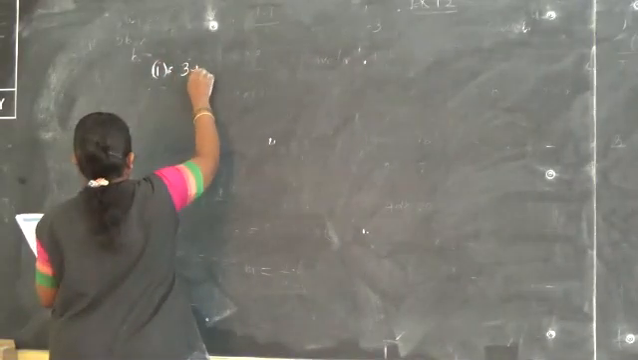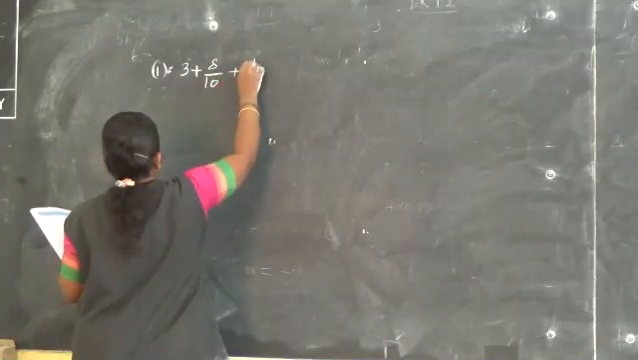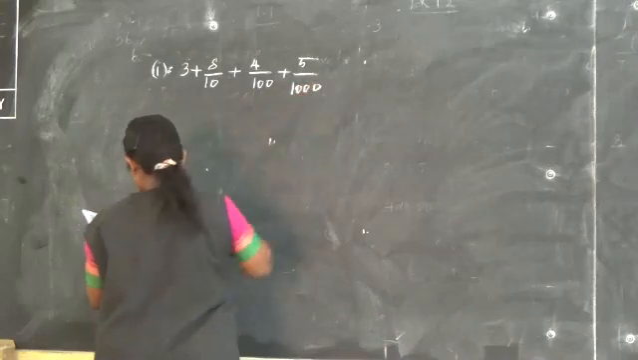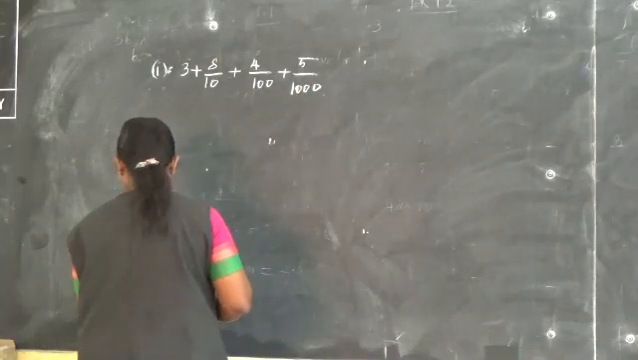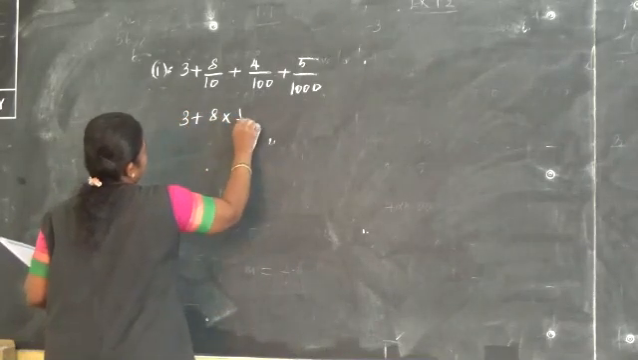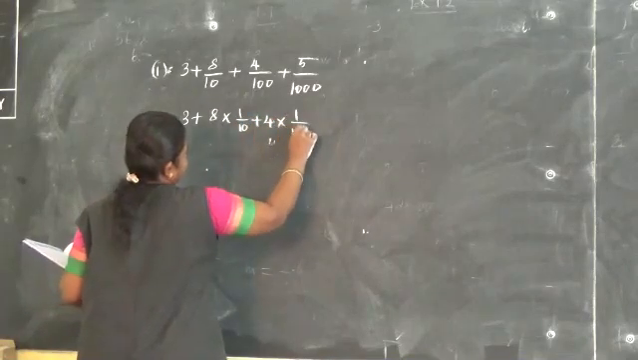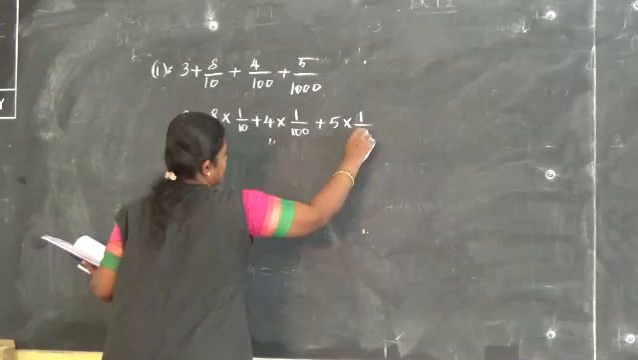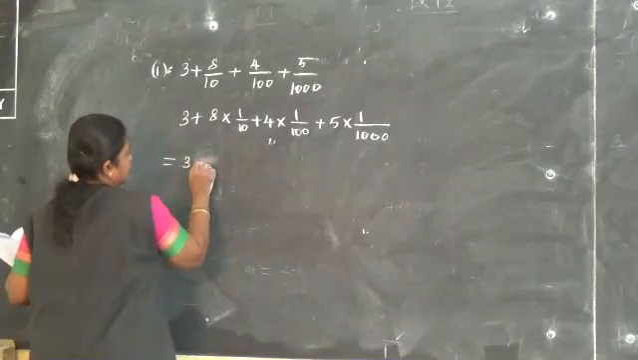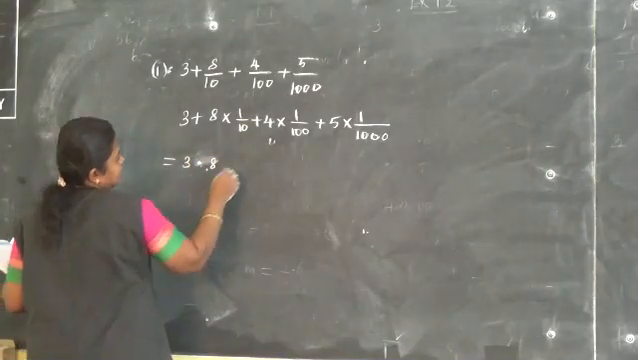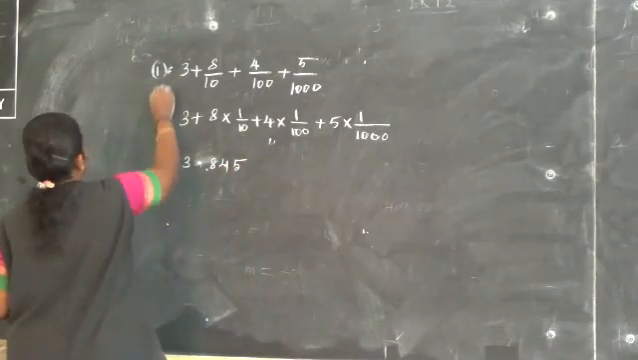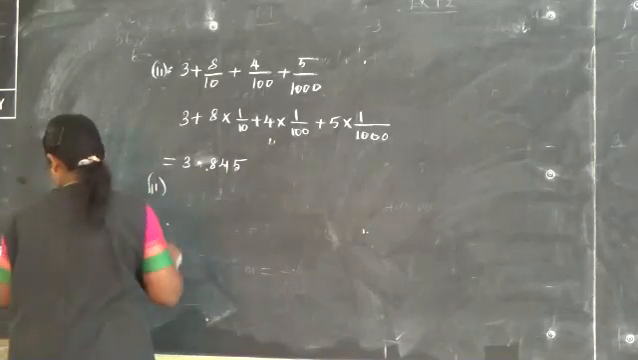Second subdivision, 3 plus 8 by 10, 4 by 100 plus 5 by 1000. This is no problem for you. 3 plus 8 into 1 by 10, 4 into 1 by 100 plus 5 into 1 by 1000. So that is equal to 3 point, tenths place 8, hundredths place 4, thousandths place 5. So 3.845. Come to the third subdivision.